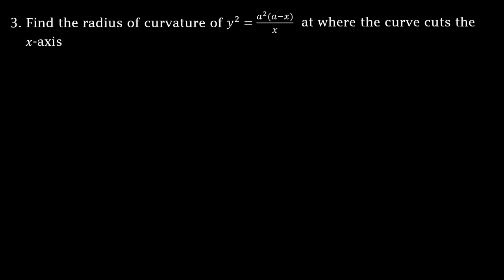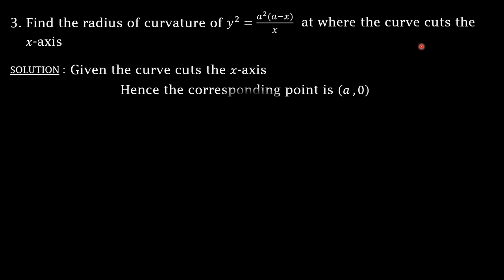Next problem, students, that is to find the radius of curvature of y square is equal to a square into (a minus x) divided by x, where the curve cuts the x-axis. Just make a note of it, students. Over here, they are expecting you to find the radius of curvature of a Cartesian curve again at the point where the curve cuts the x-axis. That means the point is not given to you explicitly over here. So you need to find the point using the hint that the curve cuts the x-axis.